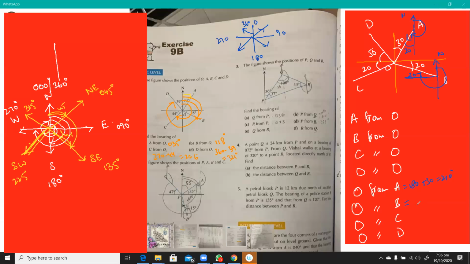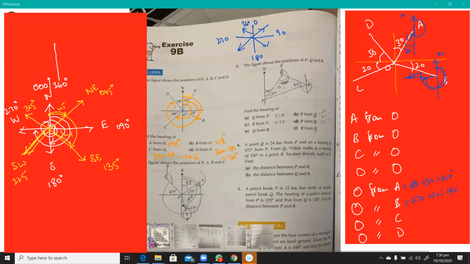O from B, is it more than 270 or less than 270? More. Look at this. If you go from here up to this, it is 270. So this is going beyond 270. This is 20 more than 270. Okay. So this is 270 plus 20. So that is going to be 290 degrees.